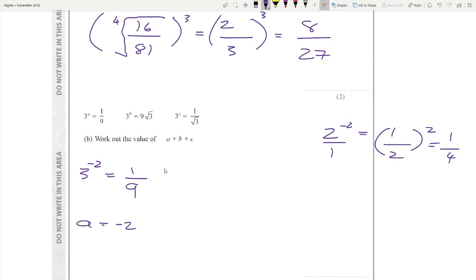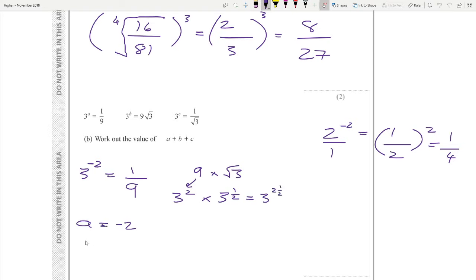The next one, we've got 3 to the power of B equals 9 multiplied by root 3. Now I'm going to break this down. So we've got 9 times by root 3. 9 is basically 3 squared, multiplied by root 3, which is 3 to the power of half. If you add those two up, remember the laws of indices: if the base numbers are the same, you can add the powers. 2 add a half becomes 3 to the power of 2.5.